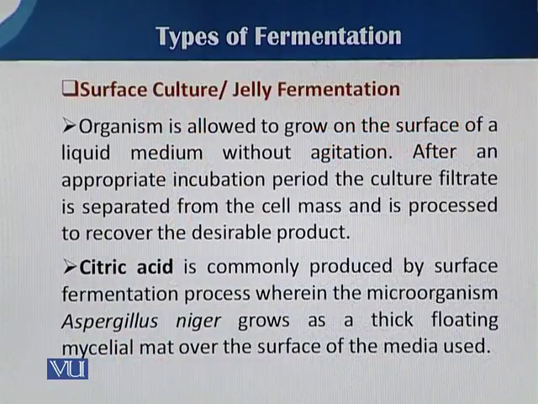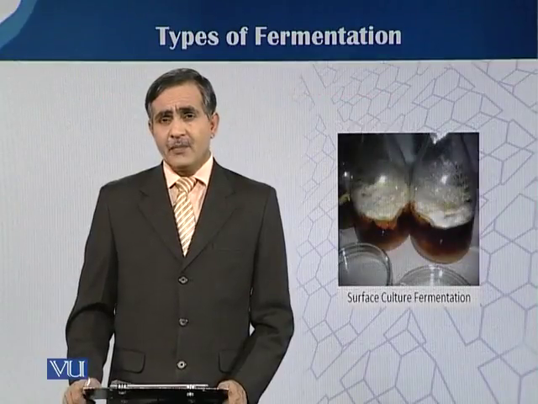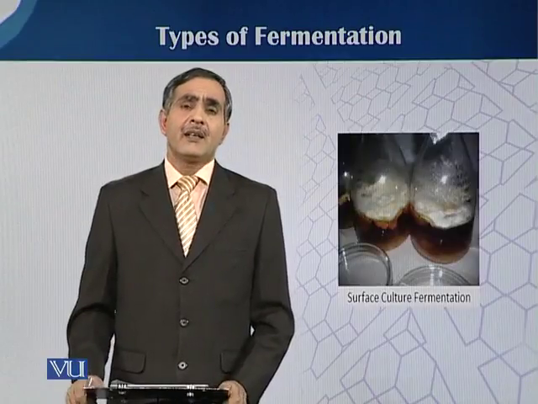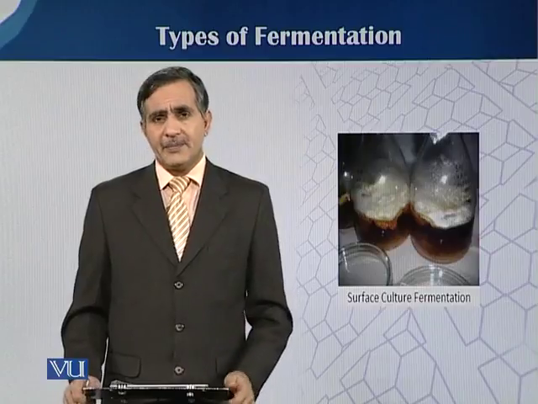In surface culture or jelly fermentation, the organism is allowed to grow on the surface of the liquid medium without agitation. After an appropriate incubation period, the culture filtrate is separated from the cell mass and processed to recover the desirable product. A common example is citric acid, which is commonly produced by this type of fermentation, in which the mycelia remain floating on the medium. In this slide, you can see the state of surface culture. You can easily see how the mycelia grow on the surface.